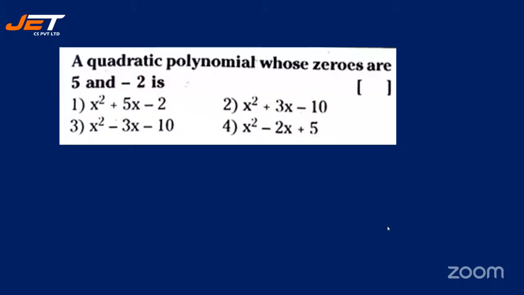All right, so a quadratic polynomial whose zeros are 5 and minus 2 is dash. The options are: x square plus 5x minus 2, x square plus 3x minus 10, x square minus 3x minus 10, x square minus 2x plus 5.